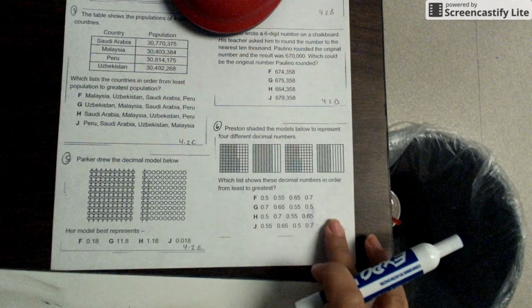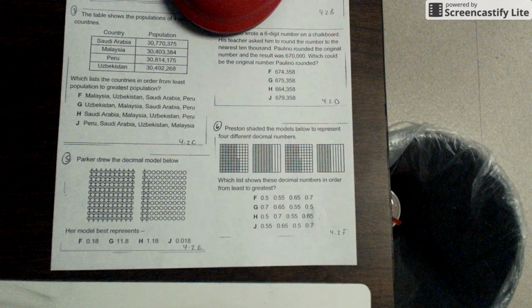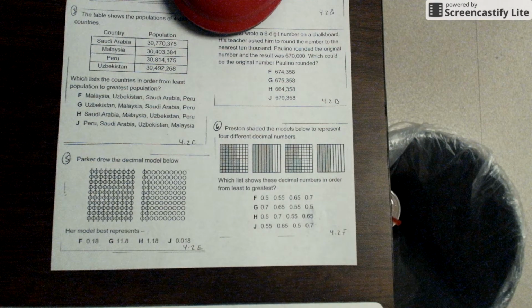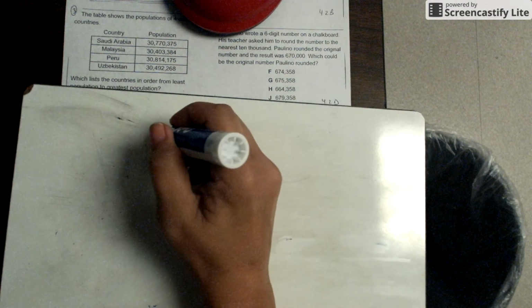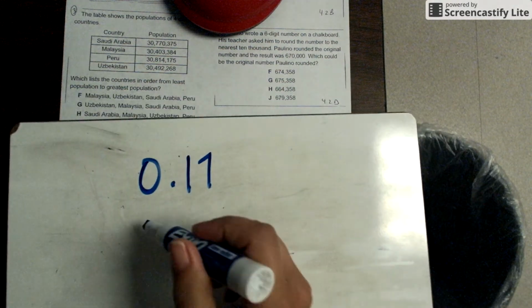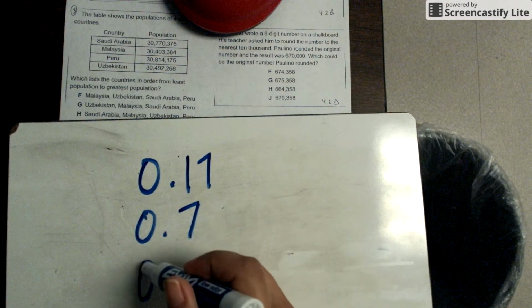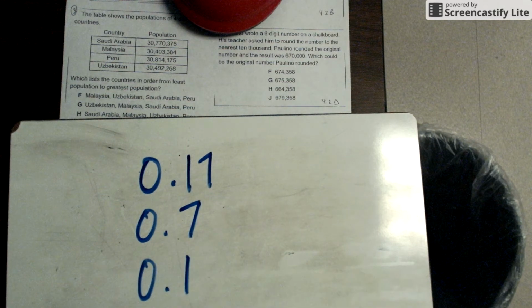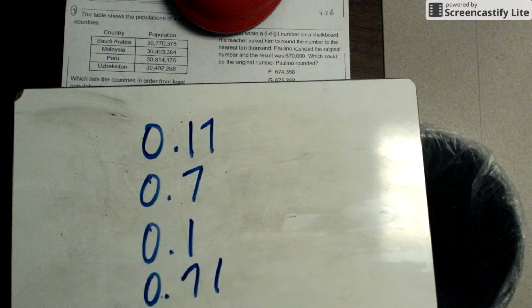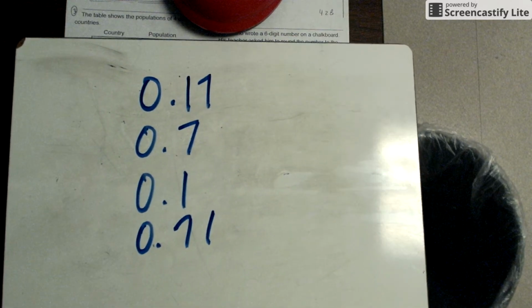Okay, on number 6, you're being asked to compare decimals and put them in order from least to greatest. So you're supposed to be ordering the decimals that you see in the picture from least to greatest. One of the things that I always say to do when you're ordering decimals, let's say I gave you 17 hundredths. Let's say that I gave you 7 tenths. Let's say I gave you 1 tenth. And then I gave you, let's say, 71 hundredths. And I wanted you to put these in order from least to greatest.